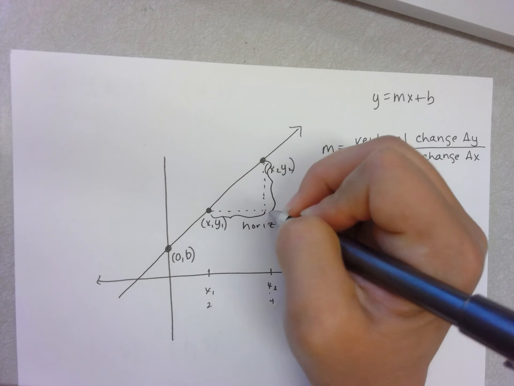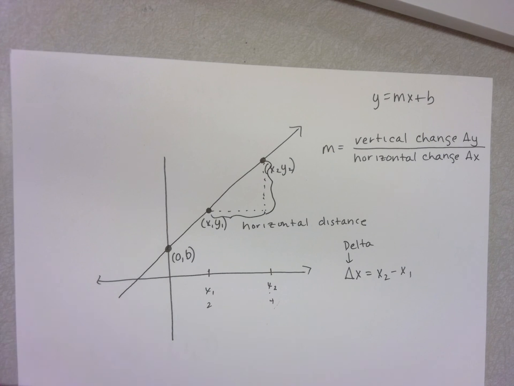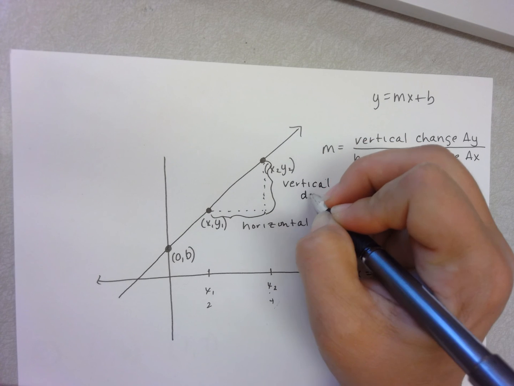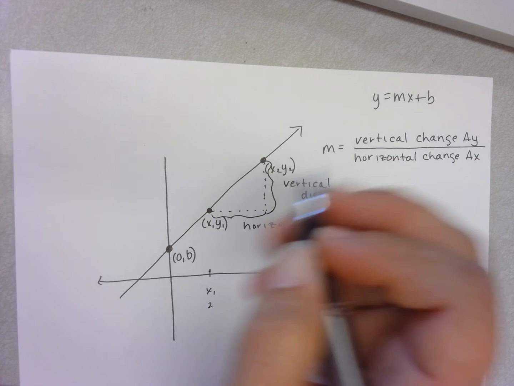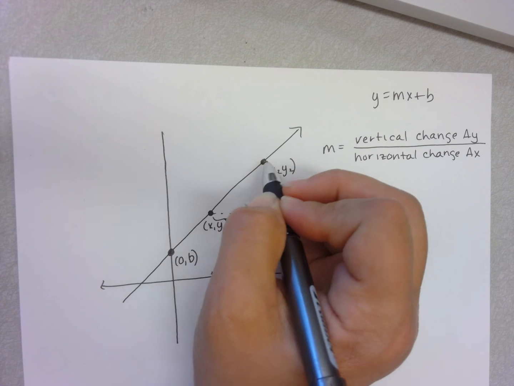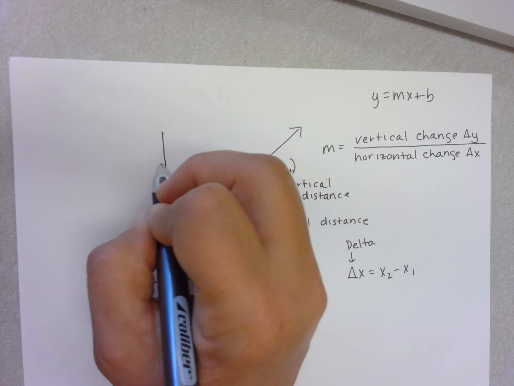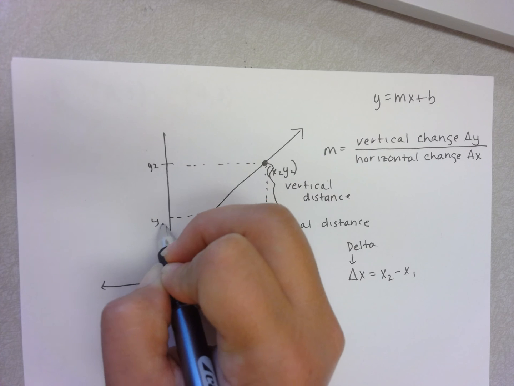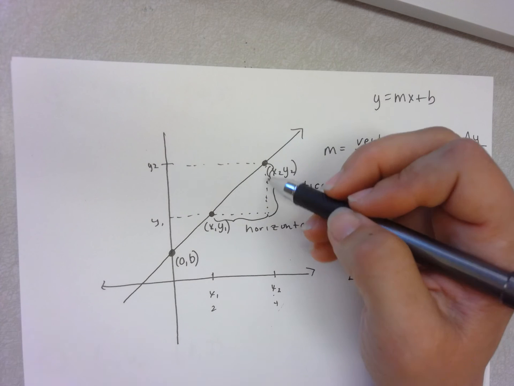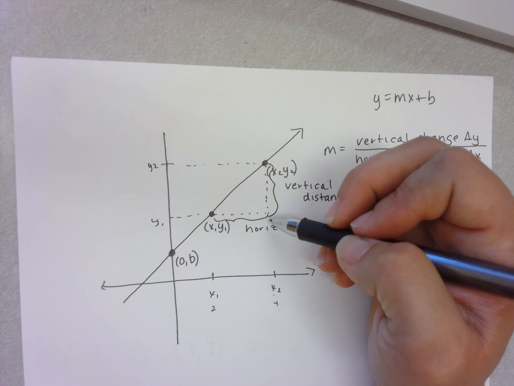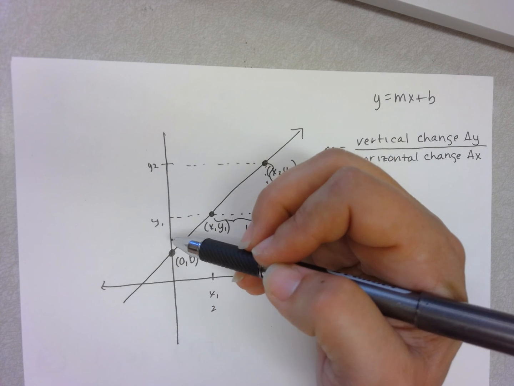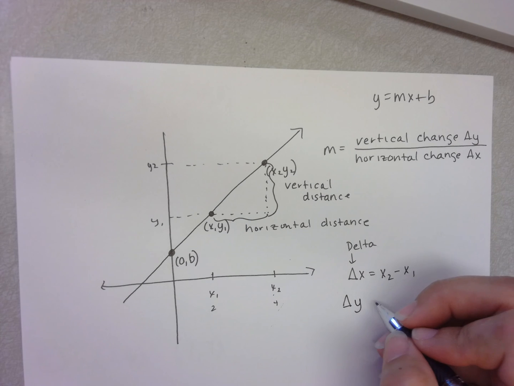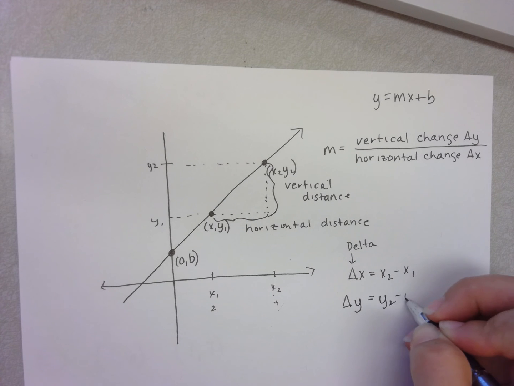So this distance here is the vertical distance. If I think about the y coordinates over here, here's my y2 and here's my y1. The distance between these two values, for any 2 points, would be the top value minus the bottom value. So my change in y, my vertical distance, is equal to y2 minus y1.